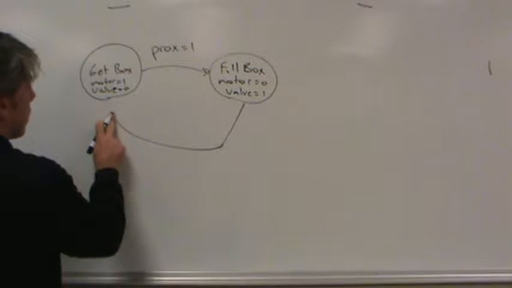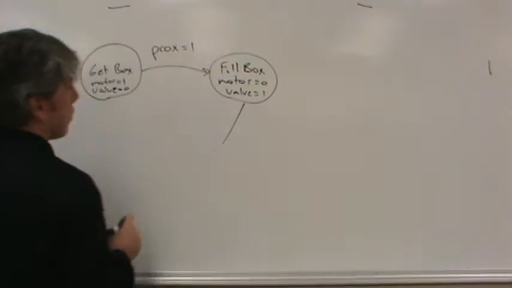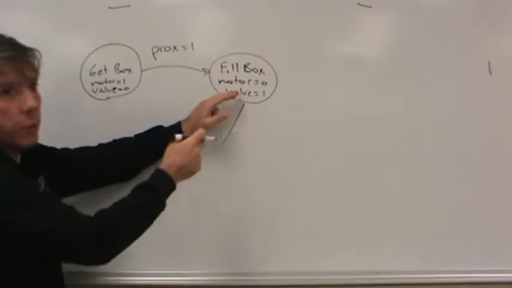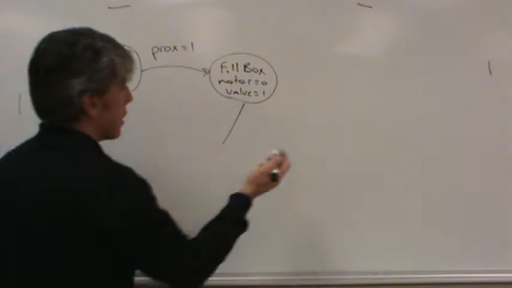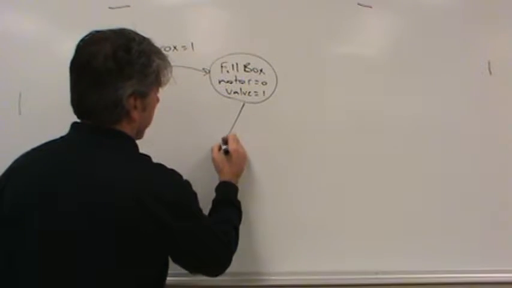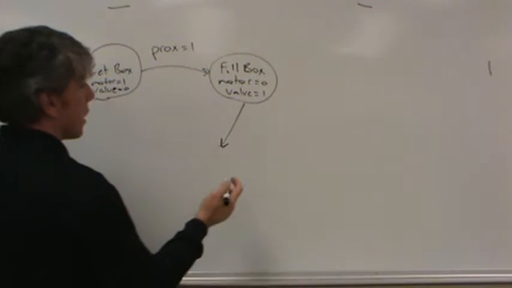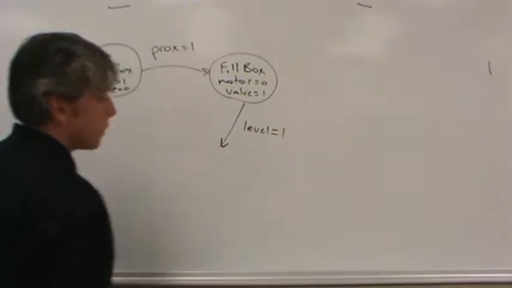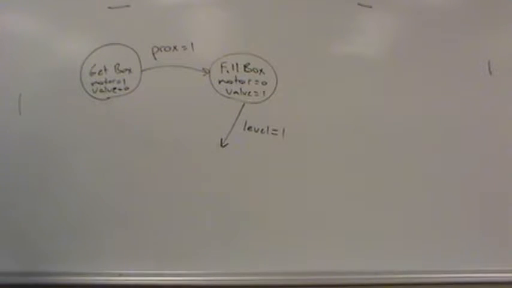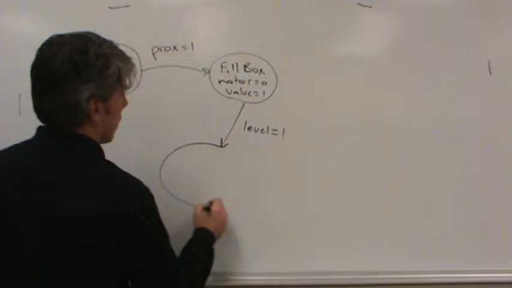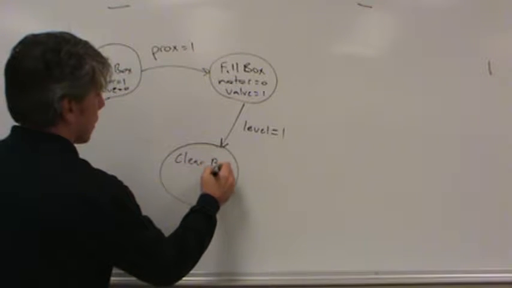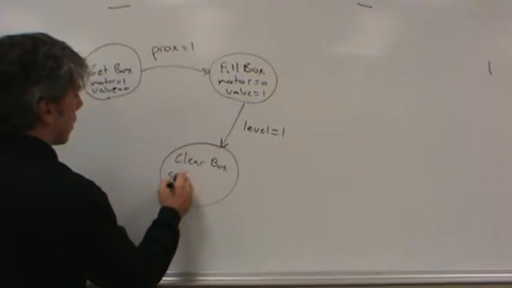Because if we just went back to the get box state, prox would be true, we'd go back to fill box, right? That doesn't make any sense. So we've got to leave this state and go to another state. So this is, like you said, when level is equal to 1, right? Okay, the next state I would call a clear box state.